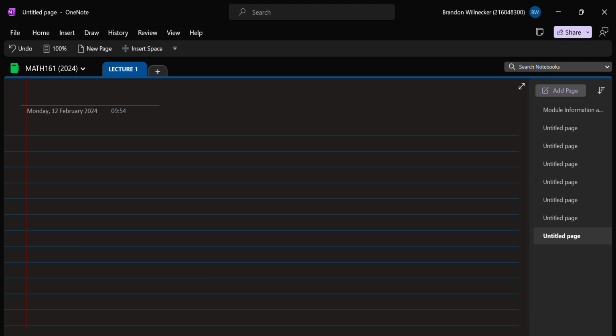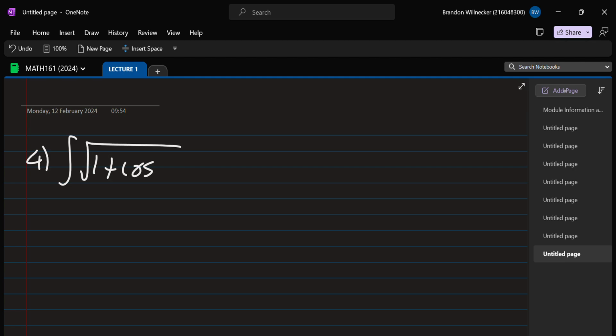Okay, next one, number 4. So here we have the integral. I'm just going to rewrite it a bit. So we have the root of 1 plus cos x, times sine x dx. Again, just ignore the sine part. Why? Because for the root, we've got an outside function and an inside function. That's what we should be looking at first. So we let u be the inside function.